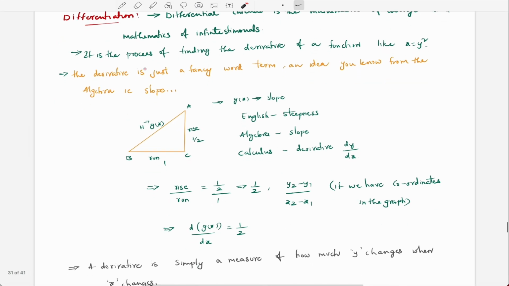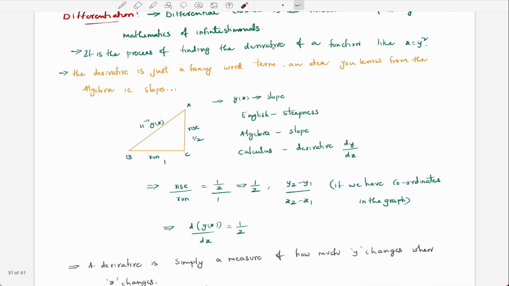So it's just the process of finding the derivative of a function. So what is the derivative? It is used for finding the slope of the function by using the derivative. It is a process of finding the derivative of a function like x is equal to y square. The derivative is just a fancy word. It's the idea of algebra, that is slope, right?